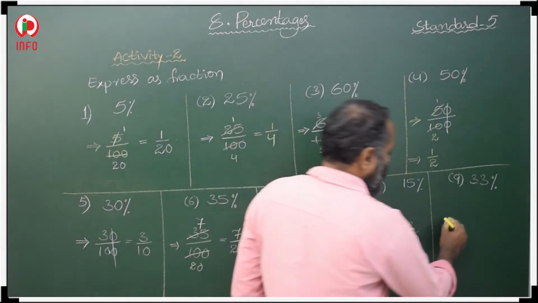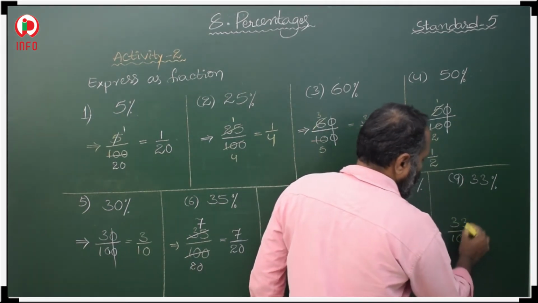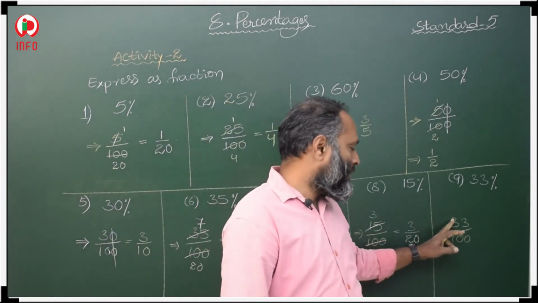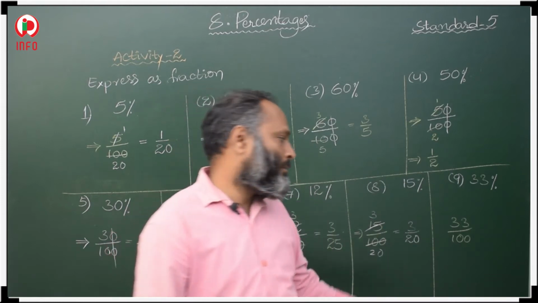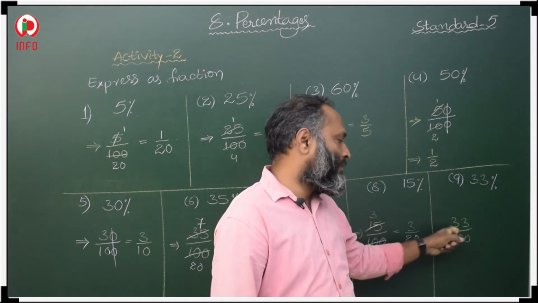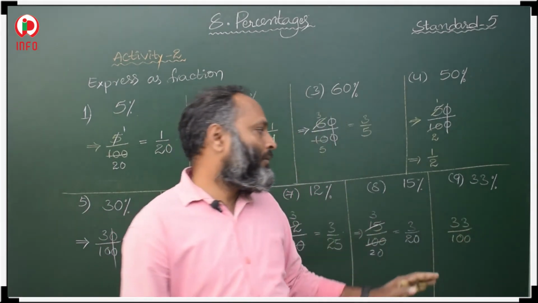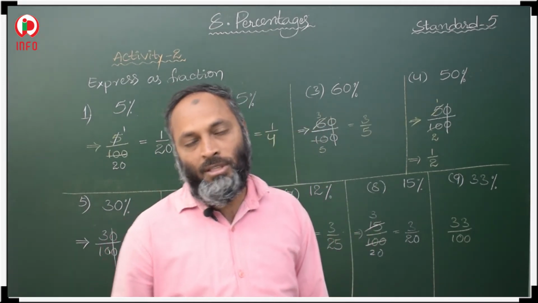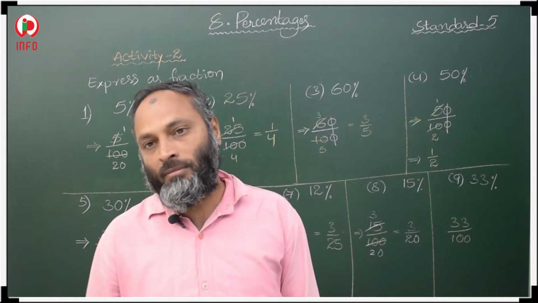Next, 33%, 33 by 100. Here 33 and 100 do not have any common factor, so simplification is not possible. The fraction for 33% is 33 by 100 only. Then 3 more questions are left; do similar questions as your home assignment.